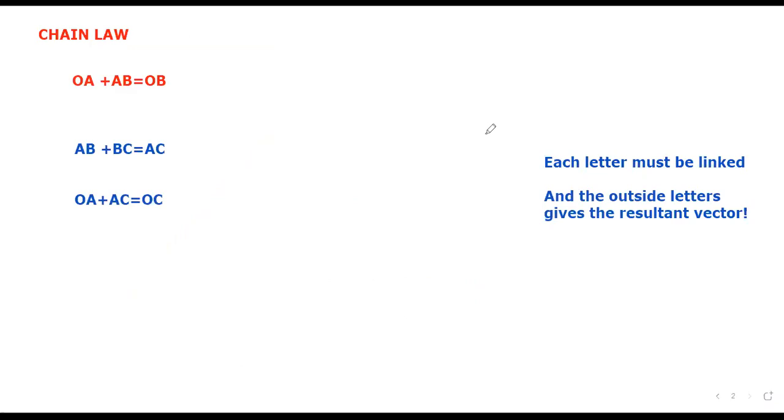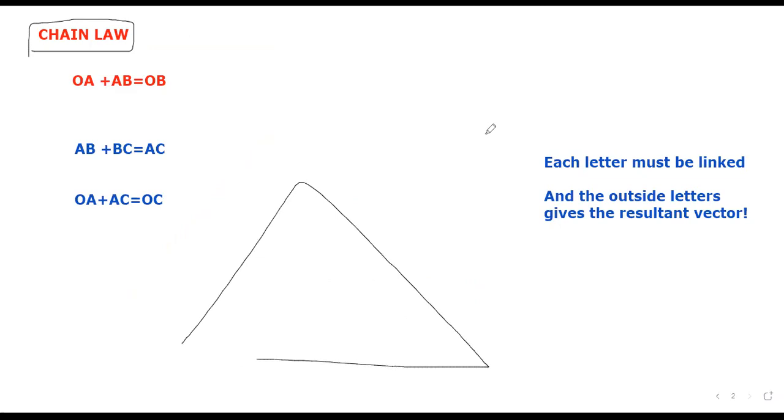So the trick is, I just call it the chain rule. Why I name it the chain rule is that you could think of any sequence of vectors as a chain. One path links another path. So let's draw a triangle. If you notice, if we start at A, then we go to B, and we go to C.